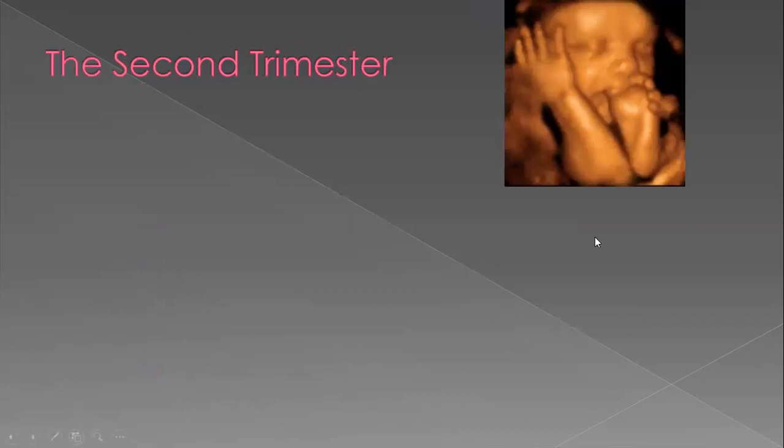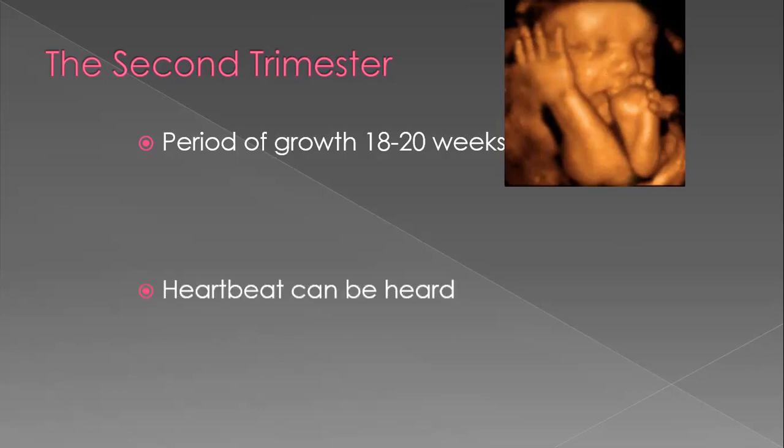The second trimester, so this would be months 4, 5, and 6. Here's another sonogram. You can see the baby's got its toe in its mouth. Sometimes babies suck on their toes. So this is the period of growth from 18 to 20 weeks.